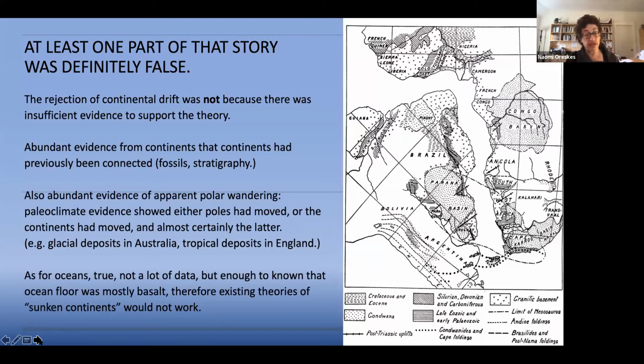but there was enough data to know that the seafloor was mostly basalt. Dredging from the 19th century and early 20th century oceanographic expeditions had always brought up either just muds and foraminiferal oozes, or they brought up basalt. And so existing theories that explained these changes in the continental relationships through sunken continents just would not work.